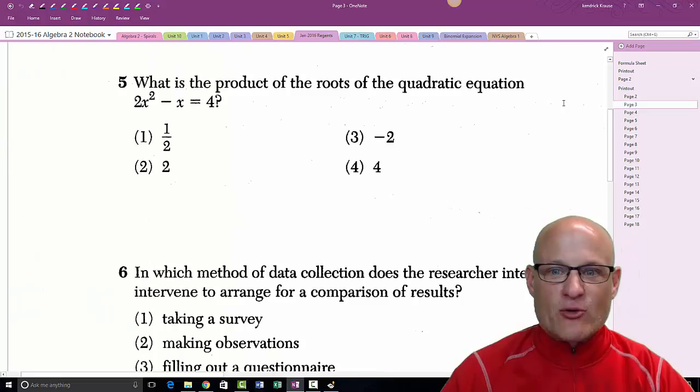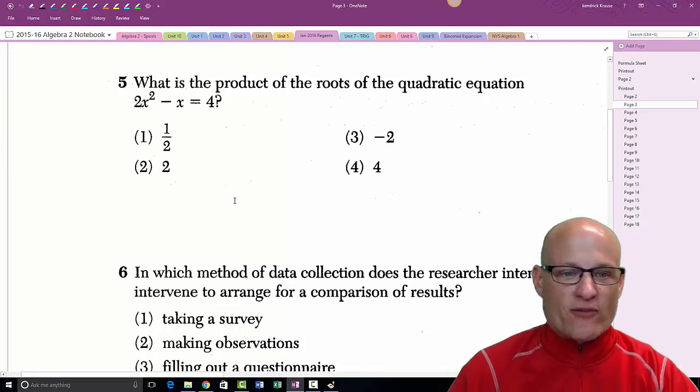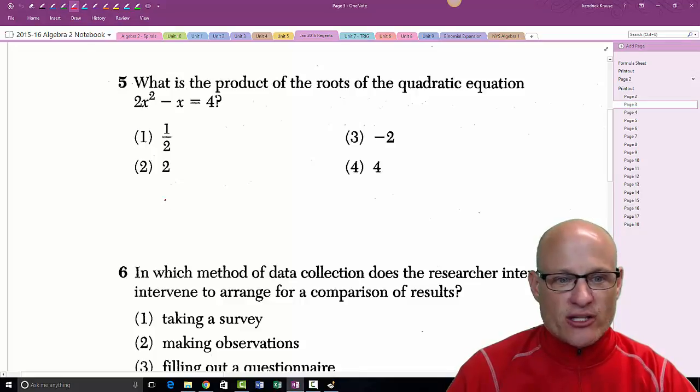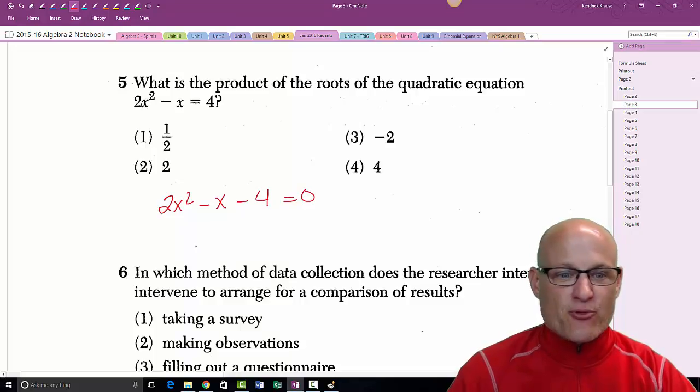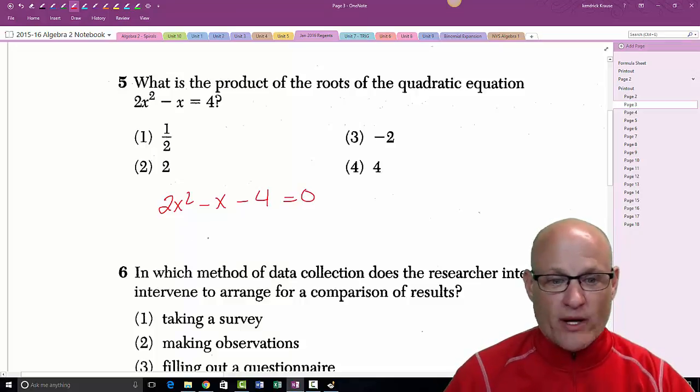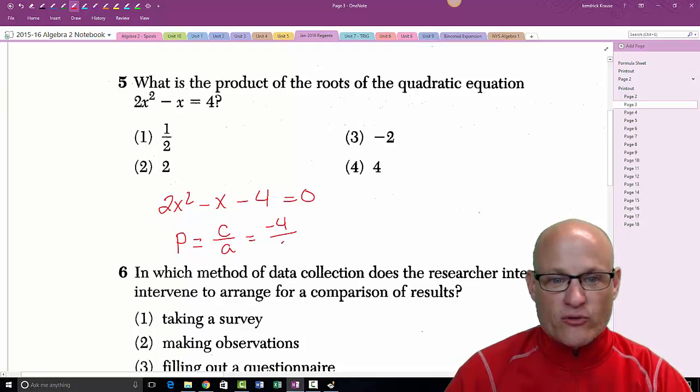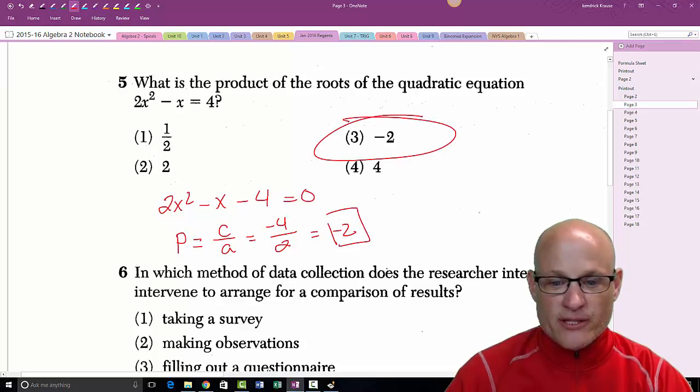All right, what is the product of the roots of this quadratic? So the first thing you got to do is to set this equal to 0. So you get 2x squared minus x minus 4 equals 0. Now the product of the roots can be done one of two ways. You can simply use the formula product is equal to C over A. So in this case, negative 4 over 2, which is just negative 2, and choose choice 3.